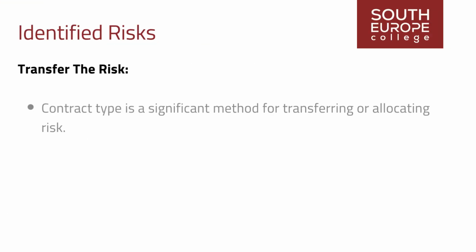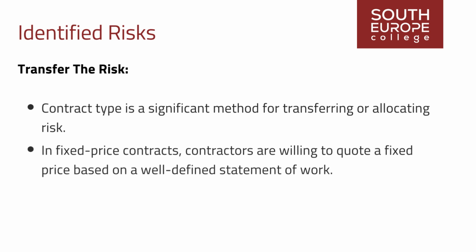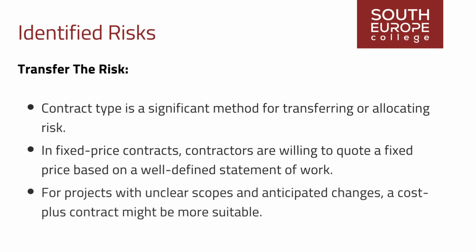The choice of contract type is a significant method for transferring or allocating risk. In fixed-price contracts, where uncertainty is minimal, contractors are willing to quote a fixed price based on a well-defined statement of work. For projects with unclear scope and anticipated changes, a cost-plus contract might be more suitable, covering the contractor's expenses incurred in the project.